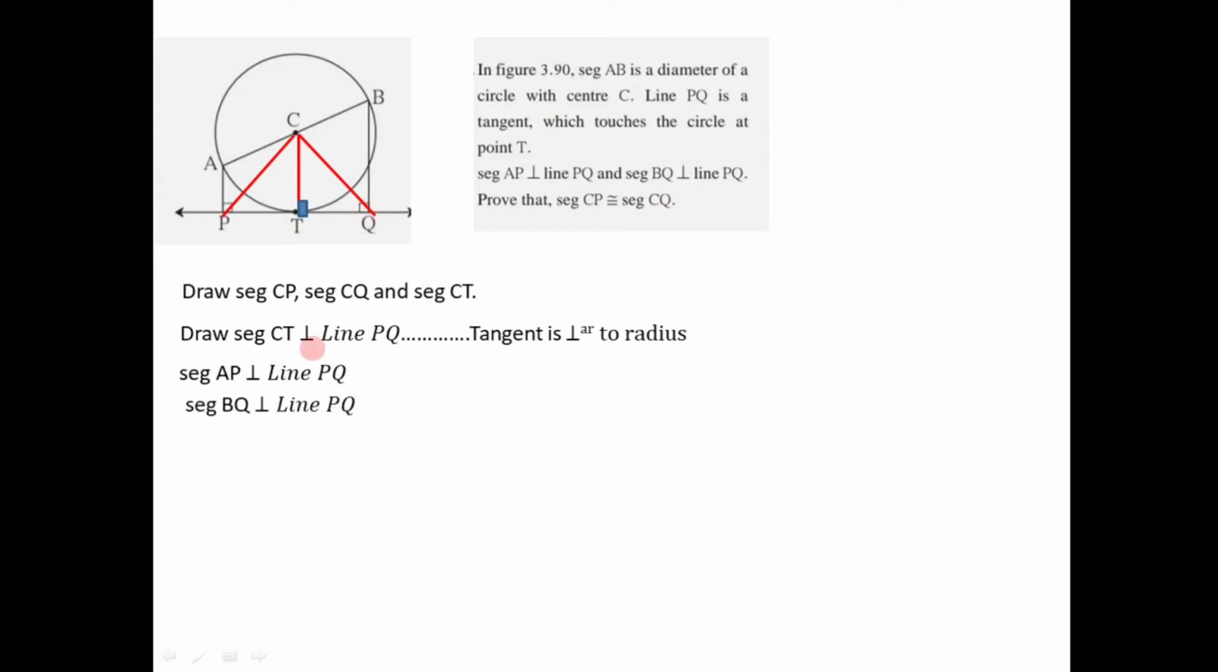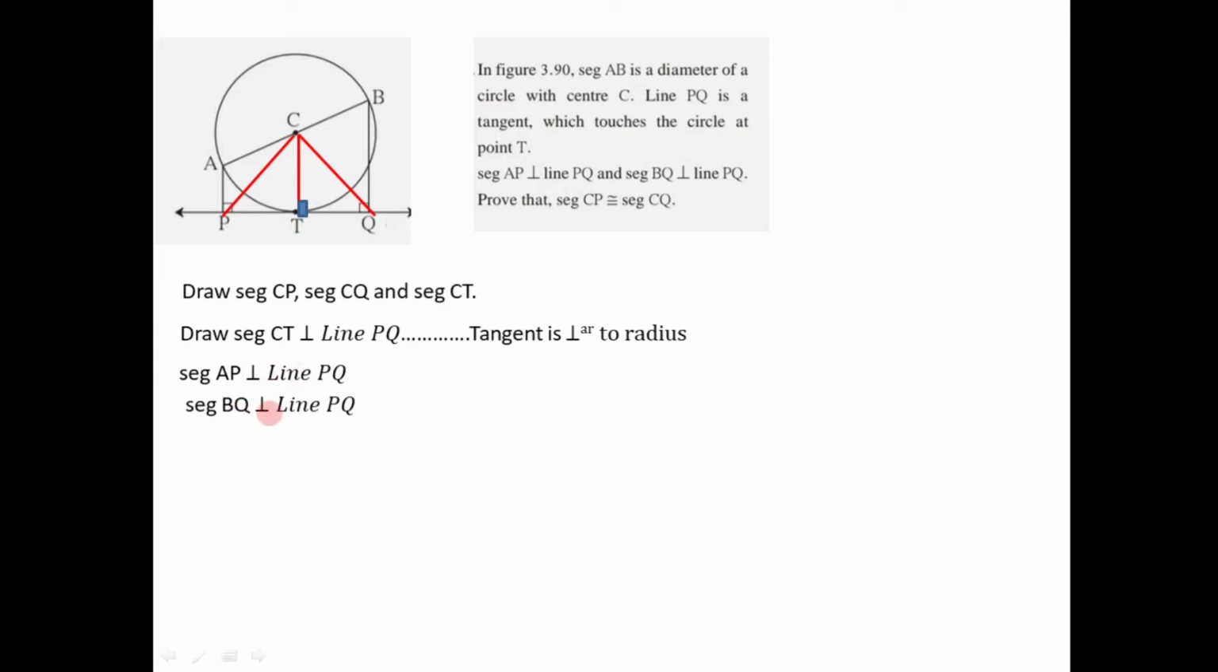So this is the construction we have done. We have drawn segment CP, segment CQ, and segment CT. And we have segment CT perpendicular to line PQ as tangent is perpendicular to the radius. It is given that segment AP is perpendicular to line PQ, and segment BQ is also perpendicular to line PQ. And by doing one construction, we have drawn segment CT, and as CT is a radius and PQ is a tangent, CT is perpendicular to line PQ.